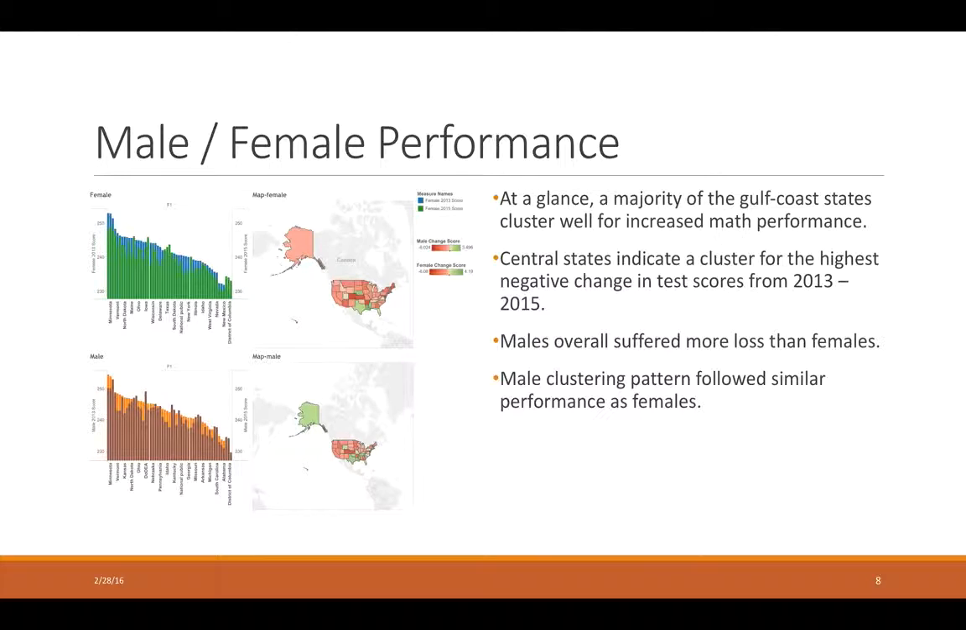Looking at the raw numbers on the left side, you can see that the male to female performance on average is within tolerance of each other, and you see pretty much the same breakdown as far as drop off from 2013 to 2015 in math performance.